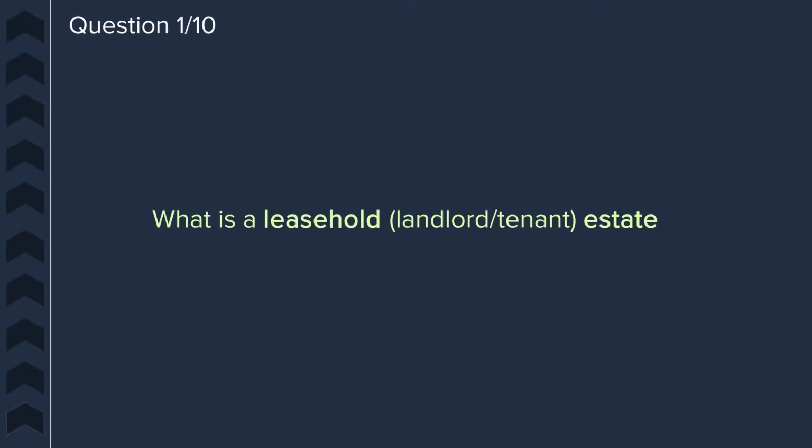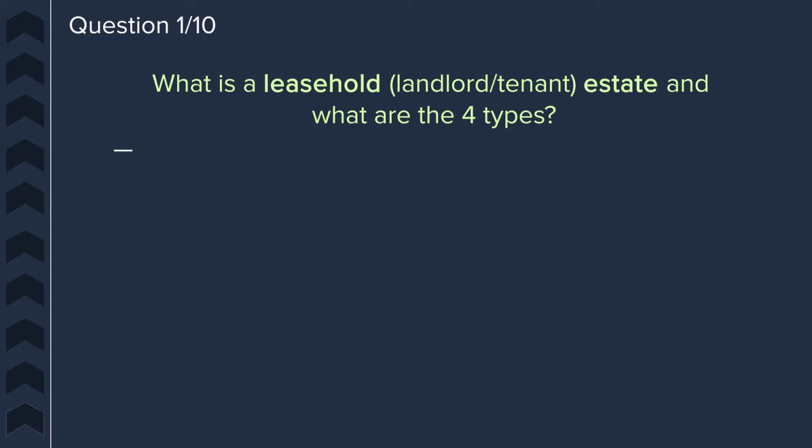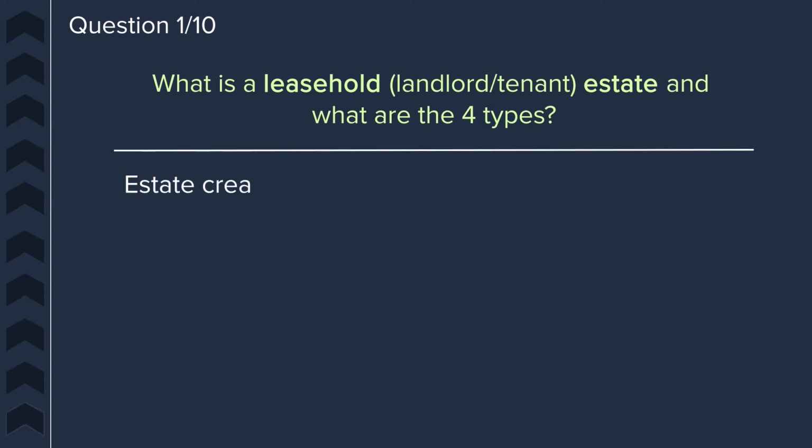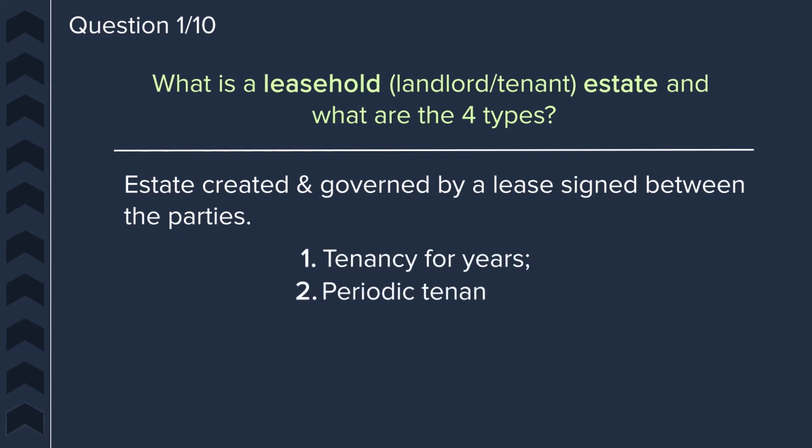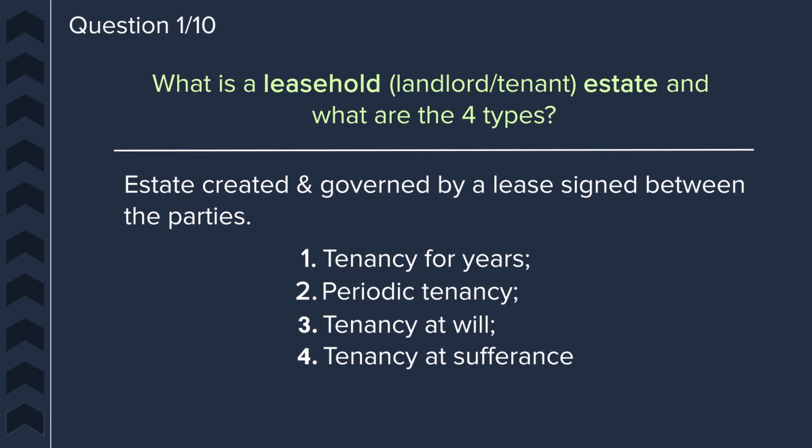Question one, what is a leasehold estate and what are the four types of leasehold estates? A leasehold estate is an estate created and governed by a lease between the parties. The four types are a tenancy for years, periodic tenancy, tenancy at will, and lastly, a tenancy at sufferance.